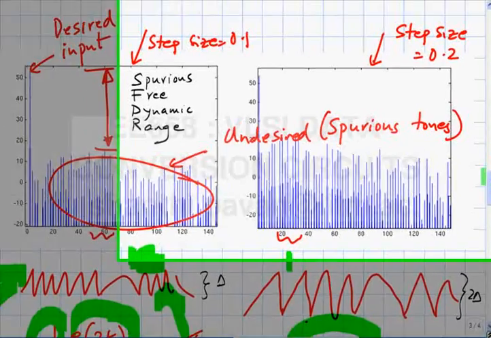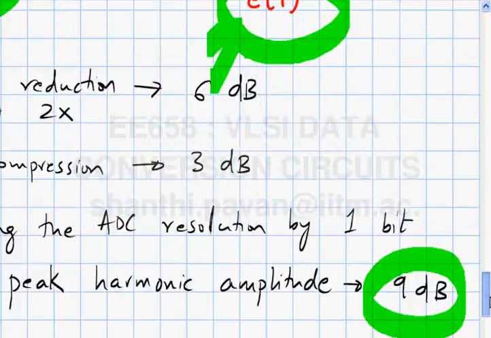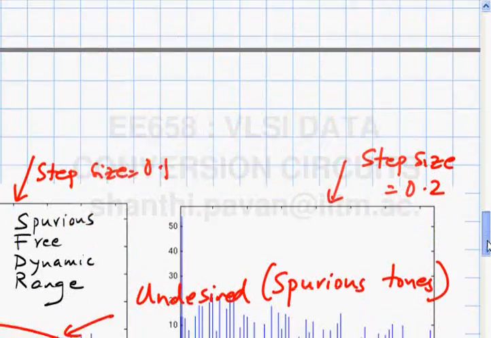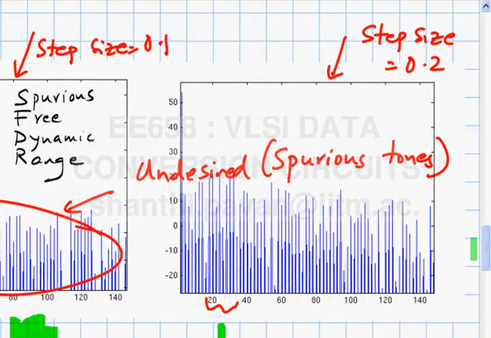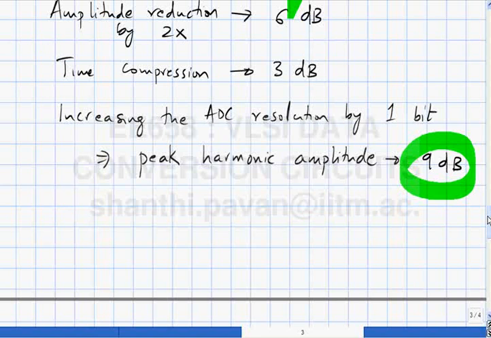A Nyquist tone is the worst case example for the input tone, and typically spurious free dynamic range is quoted with a tone close to Nyquist. The important thing that comes out from this discussion is that even if you had an ideal quantizer, if you increase the resolution of the converter by 1 bit, the signal to quantization noise ratio goes up by 6 dB, but the spurious free dynamic range goes up by 9 dB.